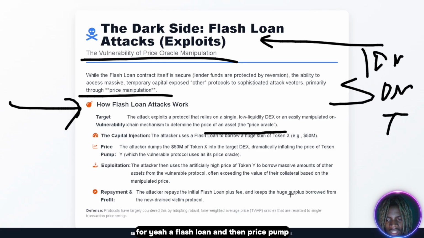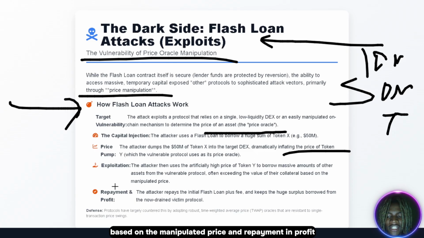And then price pump. The attacker dumps the 50 million loan worth of the token, okay, into the DEX, dramatically inflating the price of the token, okay, which the vulnerable protocol uses as its price oracle. Okay, so they're going to go ahead and dump 50 million into token X, and that's going to inflate the price of token Y. And the attacker then uses the artificially high price of token Y to borrow massive amounts of other assets from the vulnerable protocol, often exceeding the value of their collateral based on the manipulated price.